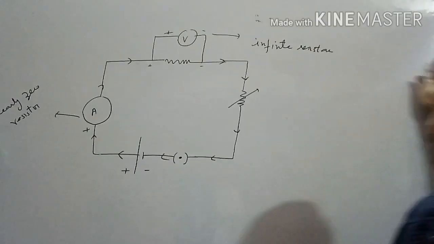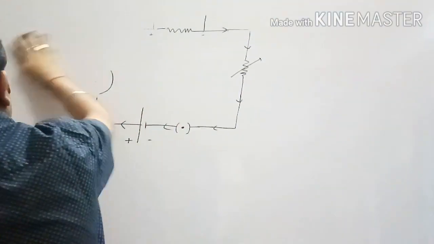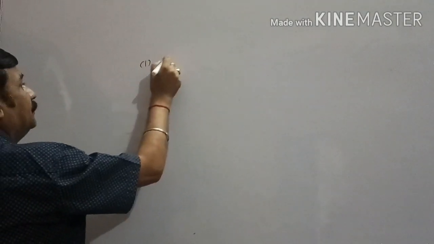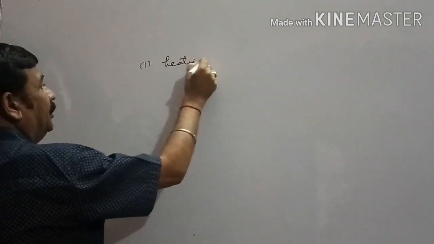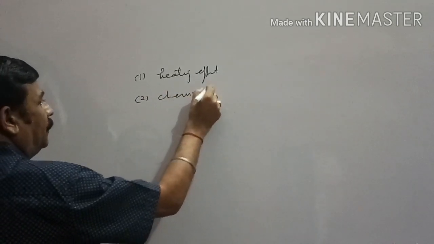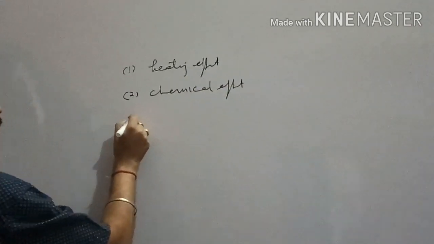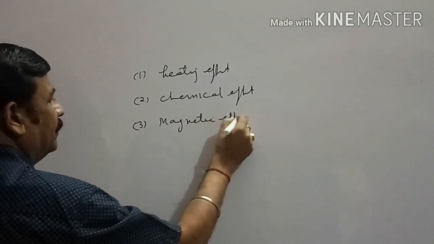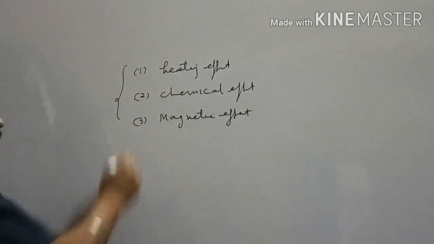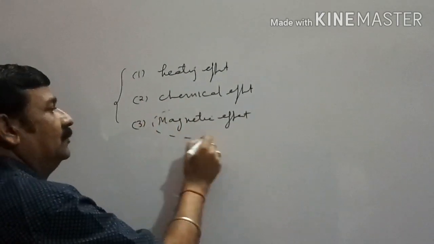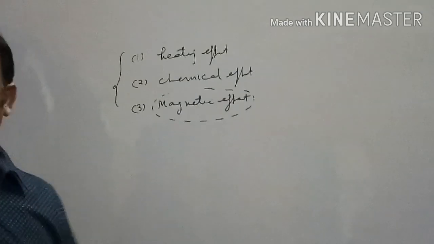Now next is the heating effect of current. There exist mainly three effects of current. Number one, heating effect. Number two, chemical effect. Number three, magnetic effect. These three special types of effects are shown by the current. This we will discuss in the next unit of class 10th.